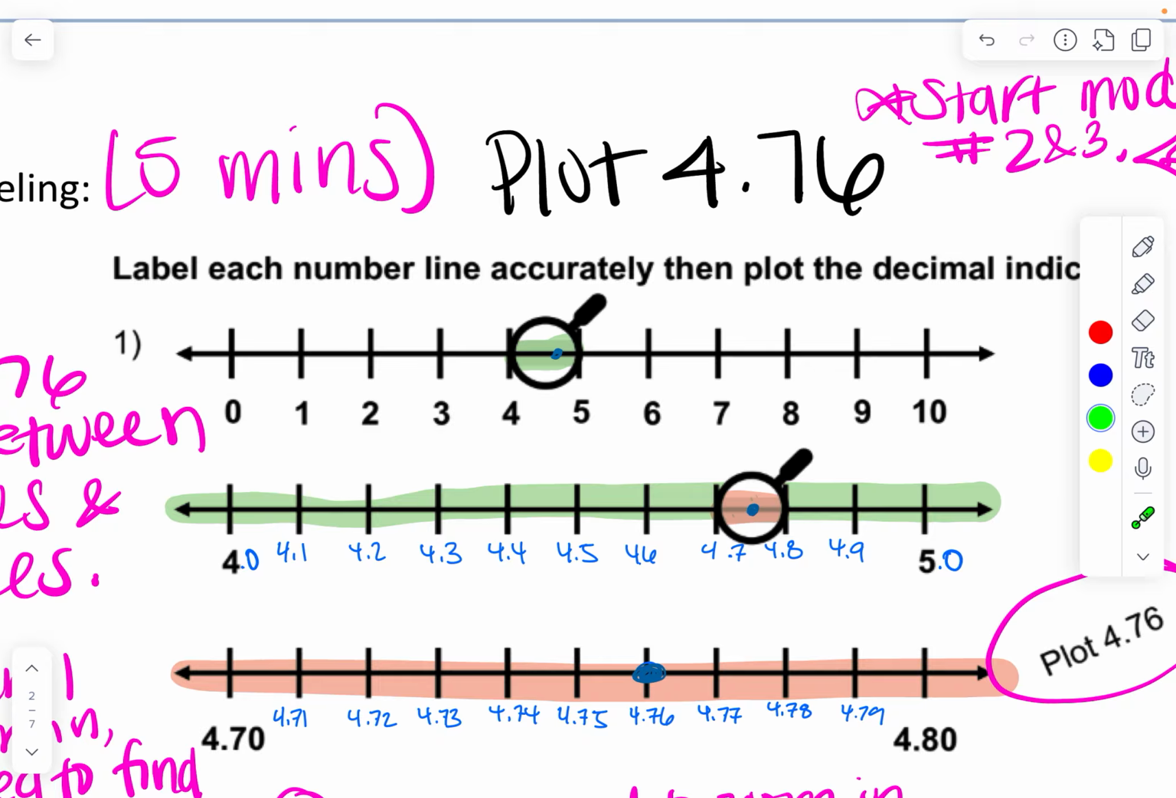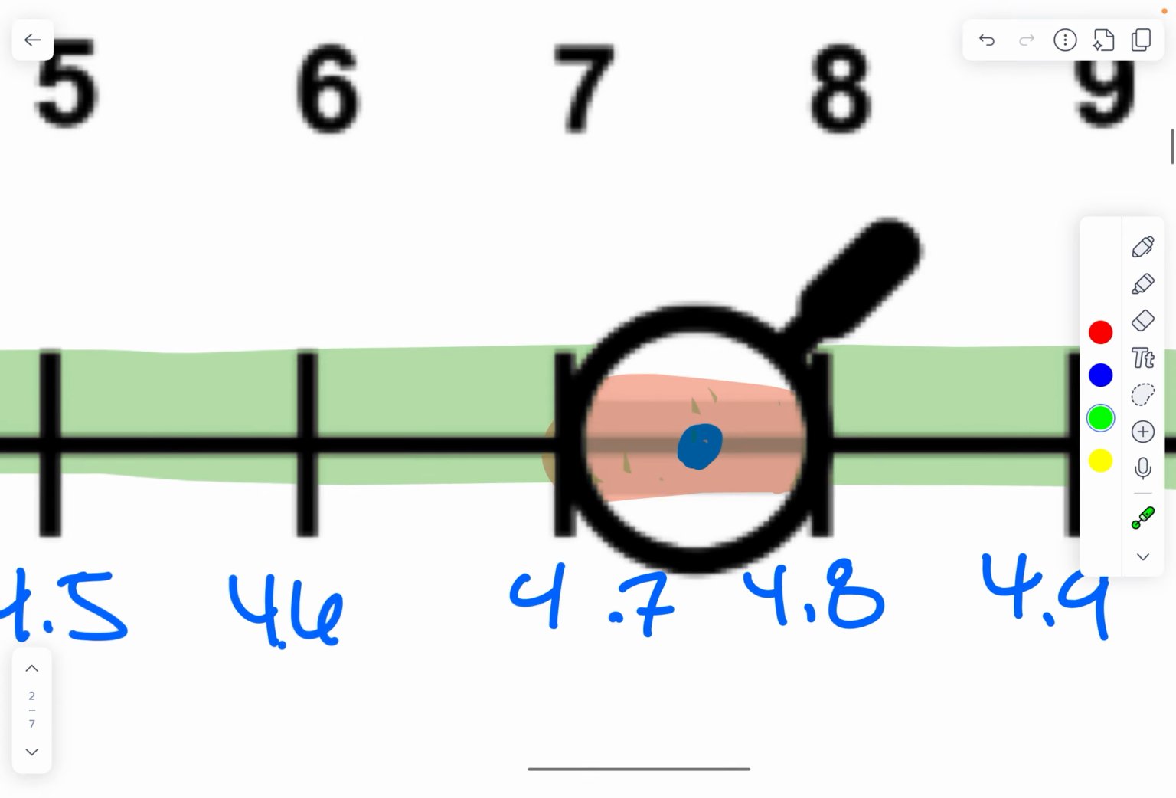Okay, class. Do we see 4.76? No, but we see 4.7, we see 4.8. Okay, what does that mean for us? That means that 4.76 or 4 and 76/100ths is probably between 4 and 7 tenths and 4 and 8 tenths. So should we just plot our point anywhere within that line in the middle? No, we have to be a little bit more specific. We have to zoom in. All right. Again, we zoom in.